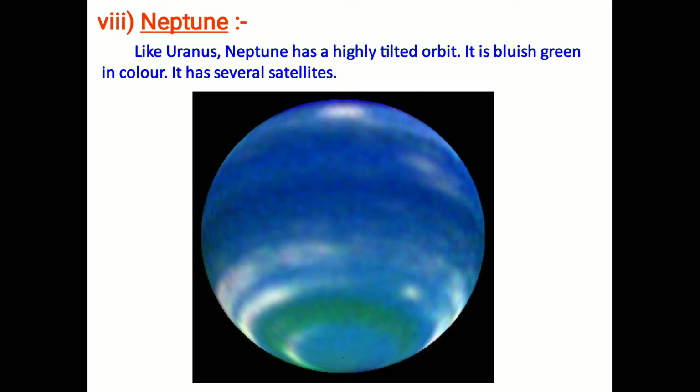Neptune is the eighth and the farthest planet in our solar system. It has really strong winds which are more powerful than those of any other planet in the solar system. It is bluish green in color. It has several satellites.